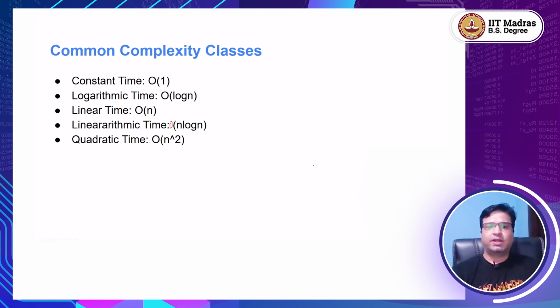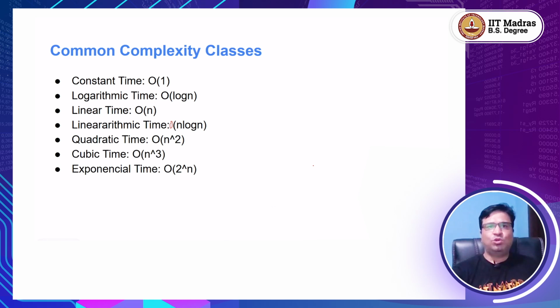Next is quadratic time. It is represented as big O(n squared). The running time grows proportionally to the square of the input size. These algorithms can become very slow with large input. For example, simple sorting algorithms like bubble sort, insertion sort, selection sort, or if you are writing code which has nested loops where both loops iterate n times. For instance, comparing every element in the list to every other element.